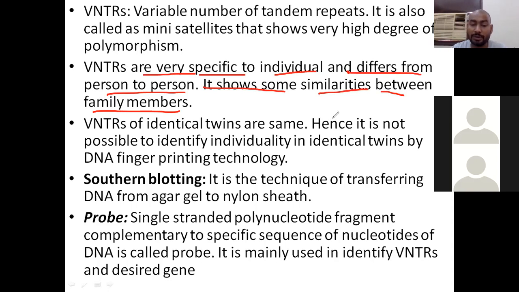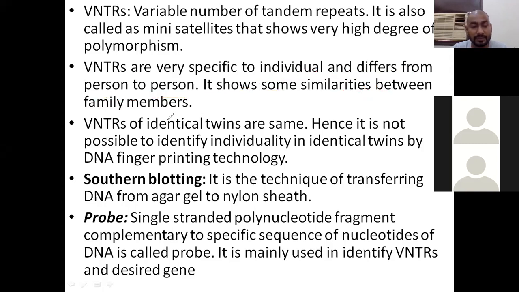Because of the variable number of tandem repeats, it shows polymorphism. It also shows some similarities between family members. Most of the time they have similarity, but there is a little bit of difference. And this is the principle of DNA fingerprinting.